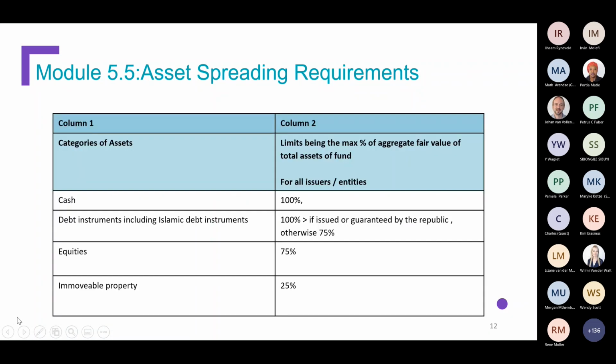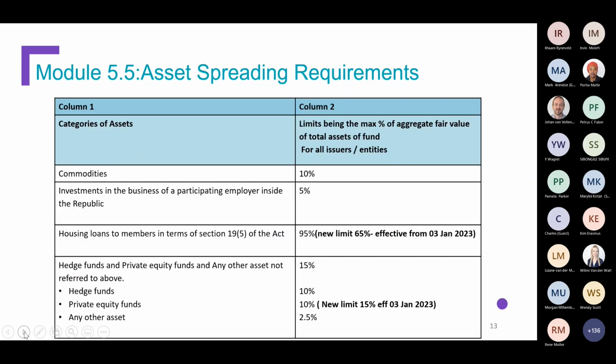The fund may invest up to 100% in cash deposits and also 100% in debt instruments, including Islamic debt instruments, but only if issued or guaranteed by the Republic. In any other case, it should be limited to 75%. With equities, the fund can invest up to 75%, and immovable property is up to 25%.